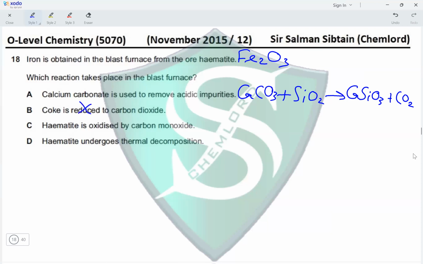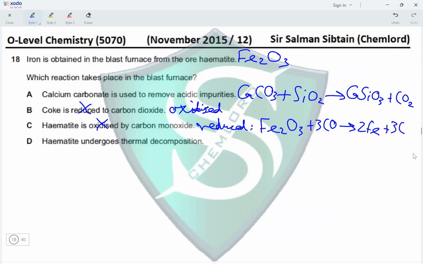Coke is reduced to carbon dioxide. No. Coke is oxidized to carbon dioxide. Next, hematite is oxidized by carbon monoxide. No. Hematite is reduced. And this reaction is Fe2O3 plus 3 moles of carbon monoxide, producing 2 moles of iron metal and 3 moles of carbon dioxide. And last one, hematite undergoes thermal decomposition. No, it undergoes reduction. Therefore, the correct option for this question is option A.